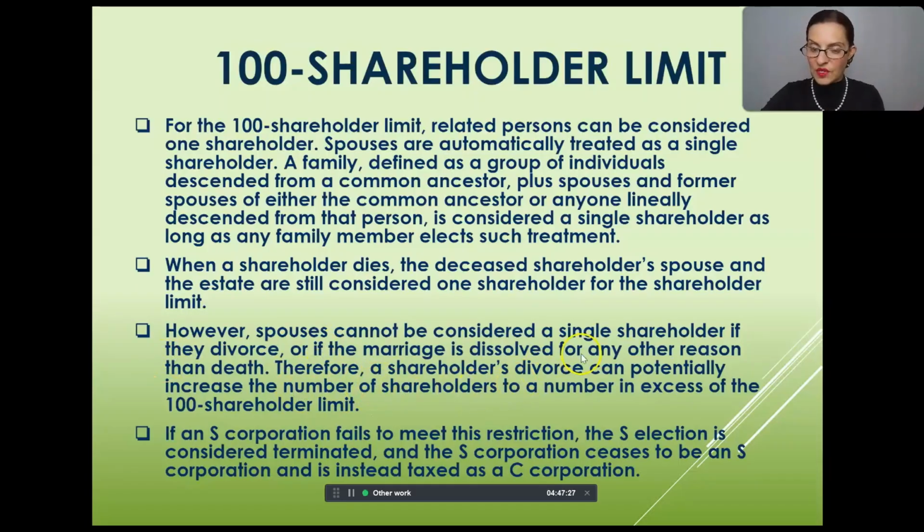Therefore, a shareholder's divorce can potentially increase the number of shareholders to a number in excess of the 100 shareholder limit. And once you go above this limit, it can't be an S corporation anymore. The day that it goes over this limit, once you go over 100, it becomes a C corp. That's a terminating event on that day. If an S corporation fails to meet this restriction, the S election is considered terminated, and the S corporation ceases to be an S corporation and is instead taxed as a C corporation from that day forward.